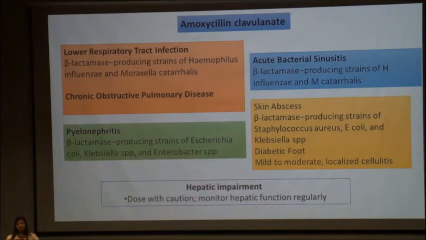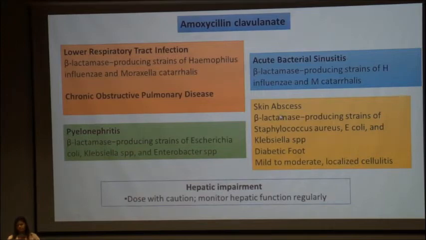The second important drug is amoxycillin clavulanate. Again, it is a BL-BLI combination, that is a beta-lactam and beta-lactamase inhibitor combination. However, both are naturally occurring agents. They are not synthetic. It is mostly indicated in lower respiratory tract infections with beta-lactamase producing strains of H. influenzae and Moraxella, or also in COPD, and pyelonephritis, covering a large spectrum of gram negatives including E. coli, Klebsiella, and Enterobacter species. Then bacterial sinusitis as well with H. influenzae or Moraxella.